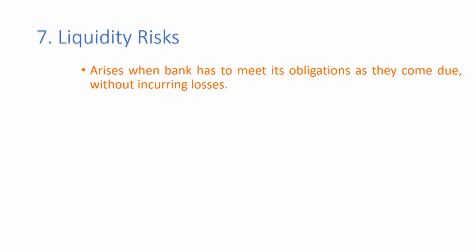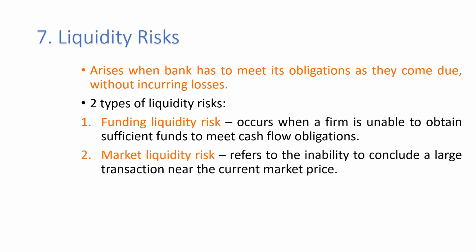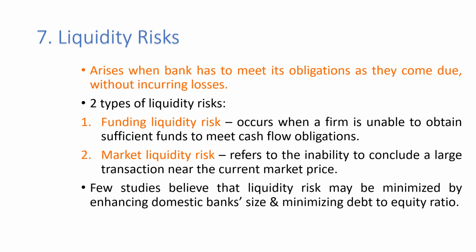Liquidity risk arises when a bank has to meet its obligations as they come due, without incurring losses. There are two types of liquidity risks. First, funding liquidity risk, which occurs when a firm is unable to obtain sufficient funds to meet cash flow obligations. Second, market liquidity risk, which refers to the inability to conclude a large transaction near the current market price. Few studies believe that liquidity risk may be minimized by enhancing domestic banks' size and minimizing debt-to-equity ratio.